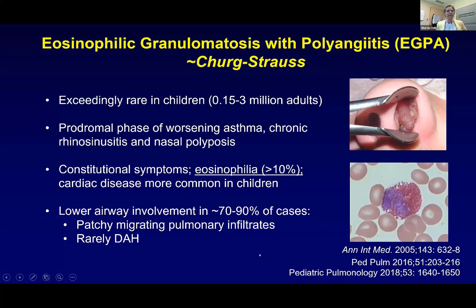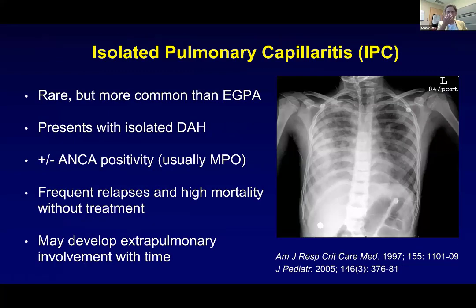Lower airway involvement is very common in EGPA, and typically they have patchy migrating pulmonary infiltrates. Very rarely do they have diffuse alveolar hemorrhage.